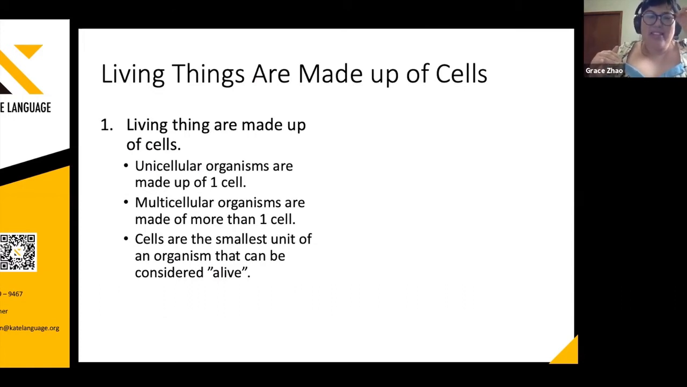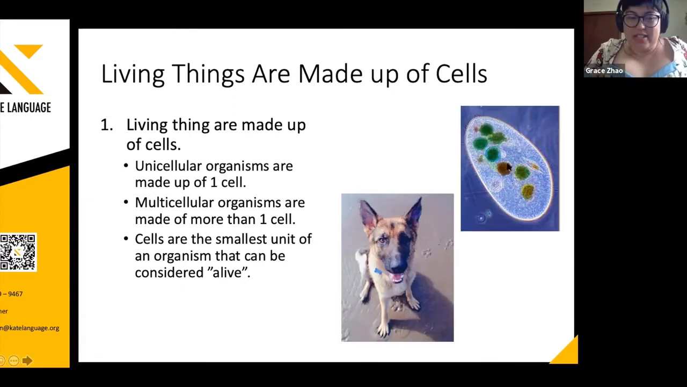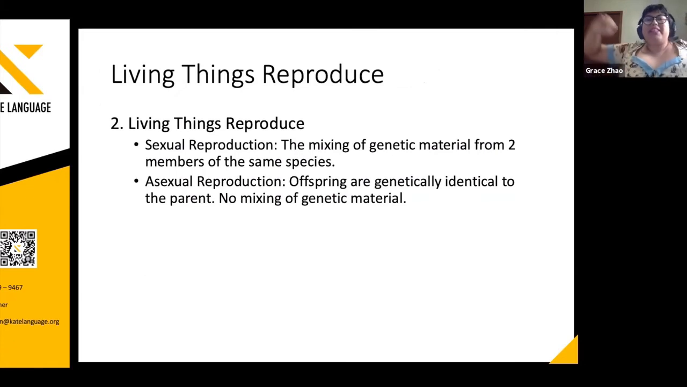So unicellular, meaning one, are made up of one cell. So there are some organisms out there that only have one cell, pretty microscopic. Multicellular organisms, hello, that's us. That would be something that's made up of more than one cell. And cells are considered the smallest unit of any organism that is considered to be alive. So this is just a basic criteria. We just need to have cells in order to be considered living. Say hi to this little bacteria. They're everywhere. So number 2, everything reproduces. That's living anyways. Living things will reproduce.